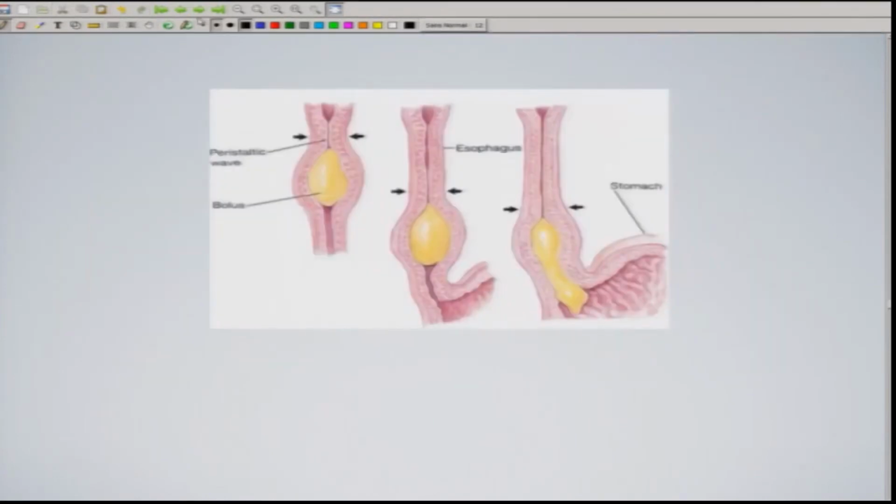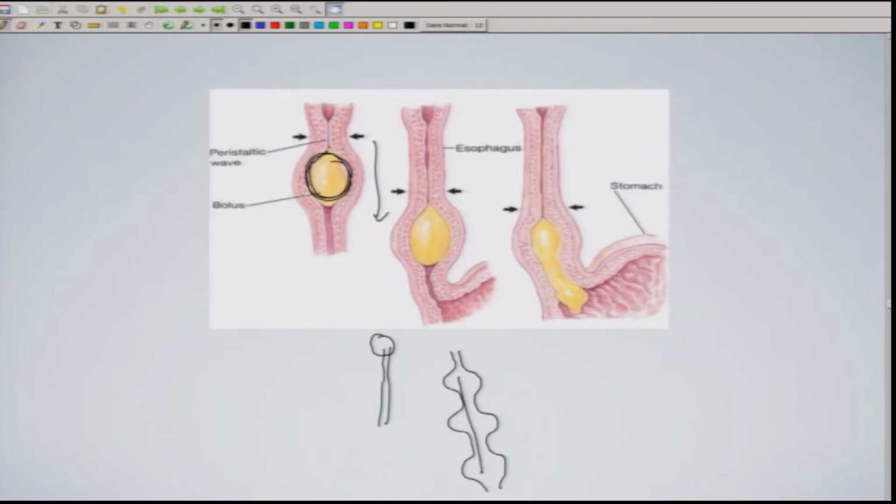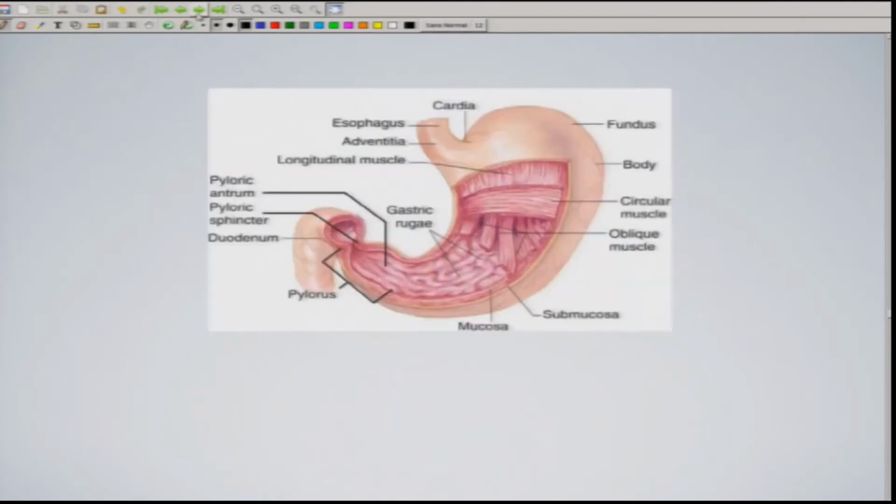So this is how the peristaltic motion takes place. The food is in the form of a bolus, and this bolus moves through a narrow channel like this. Once the food enters, the motion is like this. This is called the peristaltic motion, carrying the food.